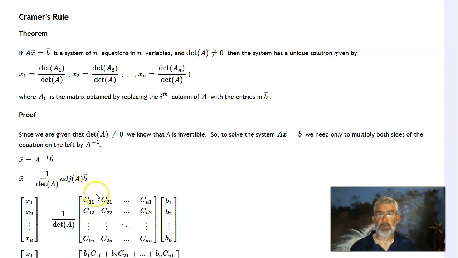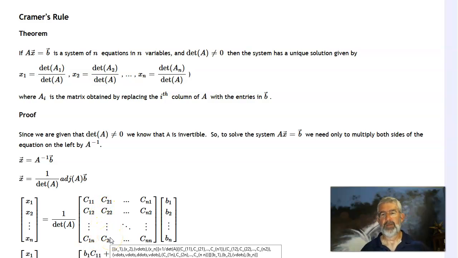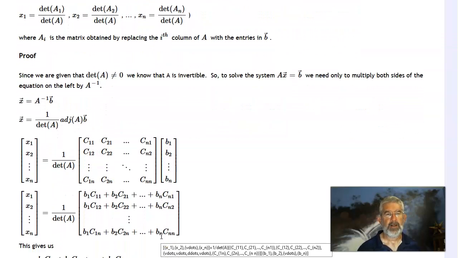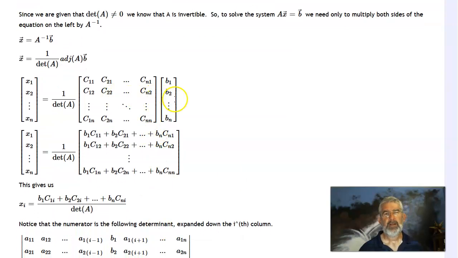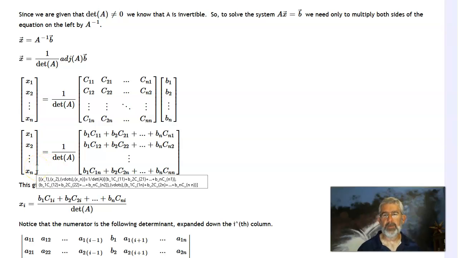And now I can just say what the adjoint is. It is the transpose of the matrix of cofactors, right? So this first column are all the cofactors of A from the first row of A. And the second column is all the cofactors of A from the second row of A, and so on. And now I can actually do that multiplication: n by n times n by 1, the result is n by 1, so this is just a column matrix here, times the constant 1 over determinant of A is going to equal the n by 1 matrix on this side.